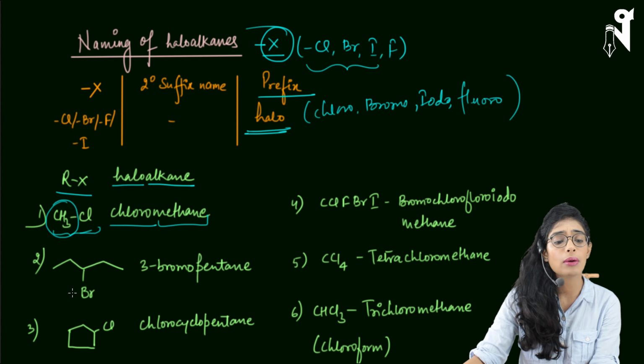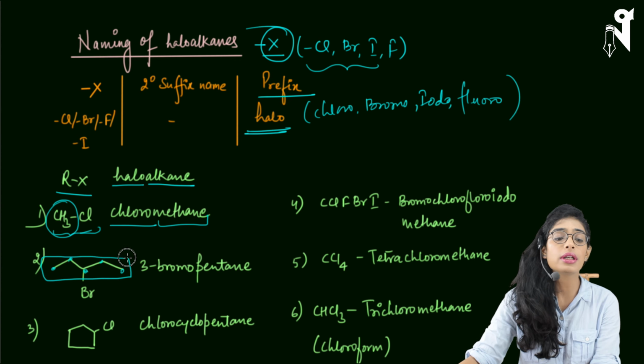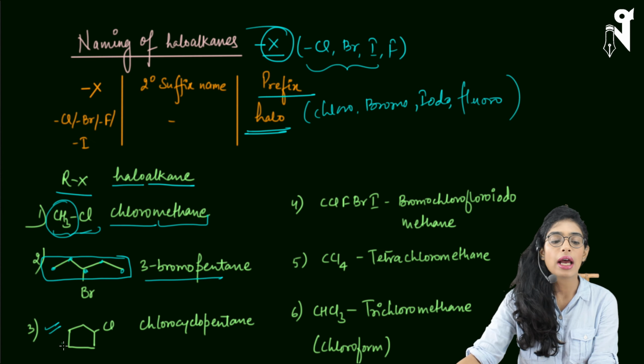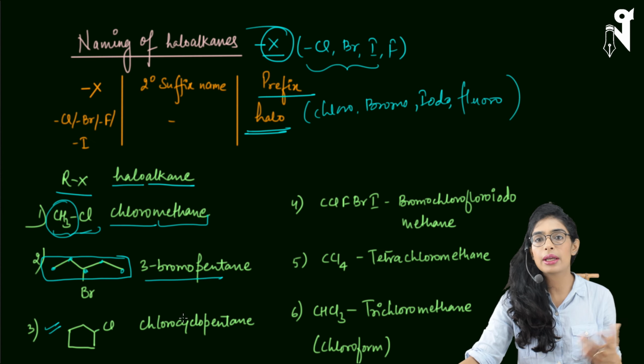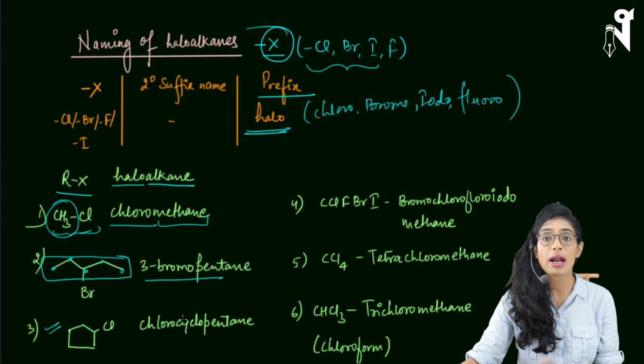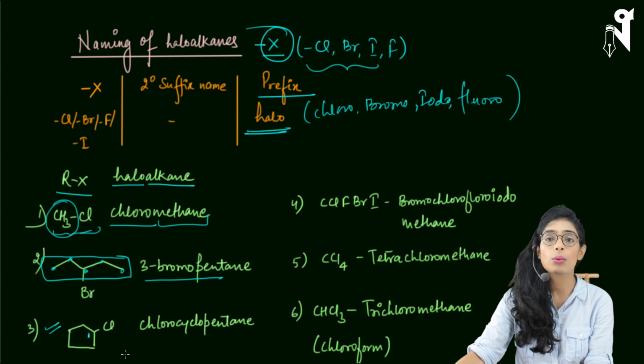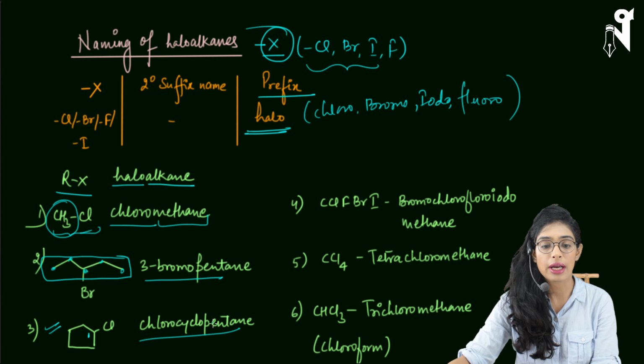Similarly, look at the second compound. We have a chain of 1, 2, 3, 4, and 5 carbons. So let's mark this as the main chain. And bromine is present on the third position, so 3-bromopentane. Now comes the cyclopentane, and again chlorine on any position, because it doesn't matter. We will always begin the numbering from 1 over here because there is only one substituent. So chlorocyclopentane. You don't have to mention 1 ideally.